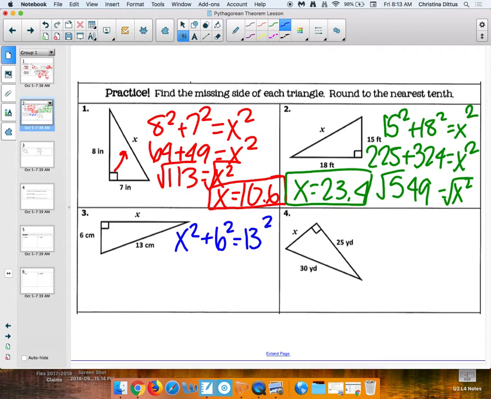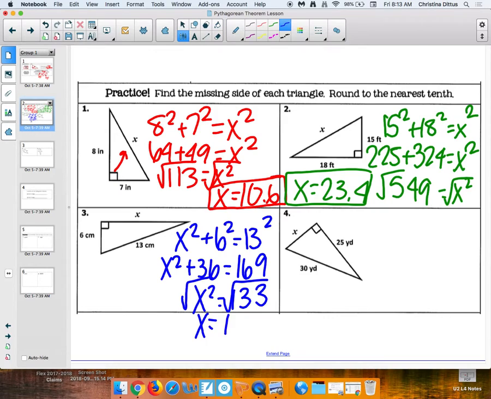Alright. X squared, no idea what that is. How about 6 squared? And how about 13 squared? 169. So I have x squared plus 36 equals 169. Subtract 36 from 169. I get x squared equals how much? 133. And last up, square root. 11.5. Easy.